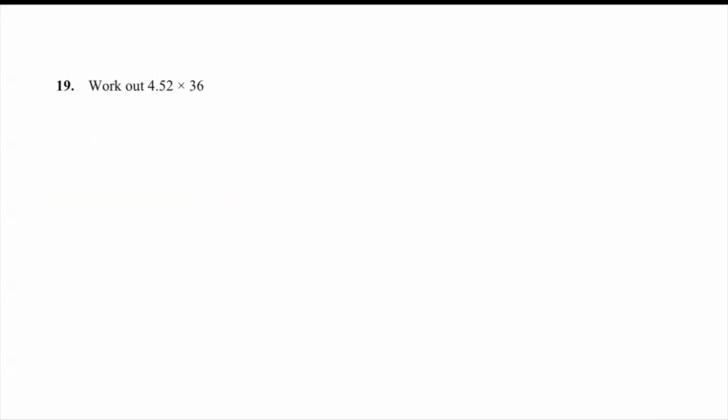Okay, we've got 4.52 times 36 to work out. Now, again, there are various methods. First thing to know, however, is that we're going to ignore the decimal to start off with, and we are just going to work out 452 times 36. Now, a lot of foundation students will automatically default to this method, but it's a method that they're not as confident performing, and it often goes wrong.